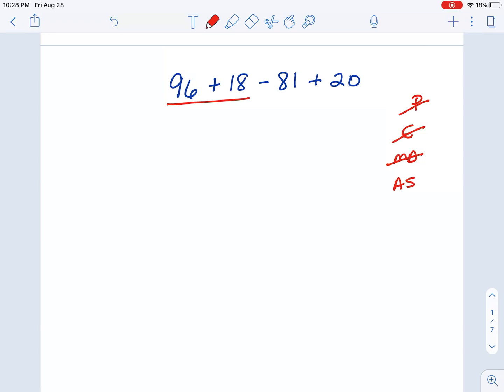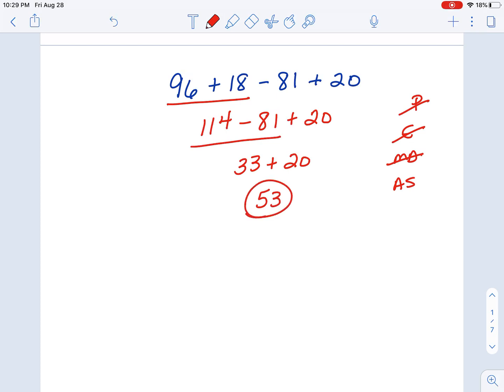So I'm going to do these first. So I'm going to add that. That's going to give me 114. Bring down the minus 81 plus 20. And then I'm going to ask myself, is there any more adding or subtracting? Well, yes, there is. There's both. So I do it from left to right. So I do that first. I put that in my calculator. Gives me 33. Bring down the plus 20. And then finally you add that, because that's the only thing left to do. And there's your answer.